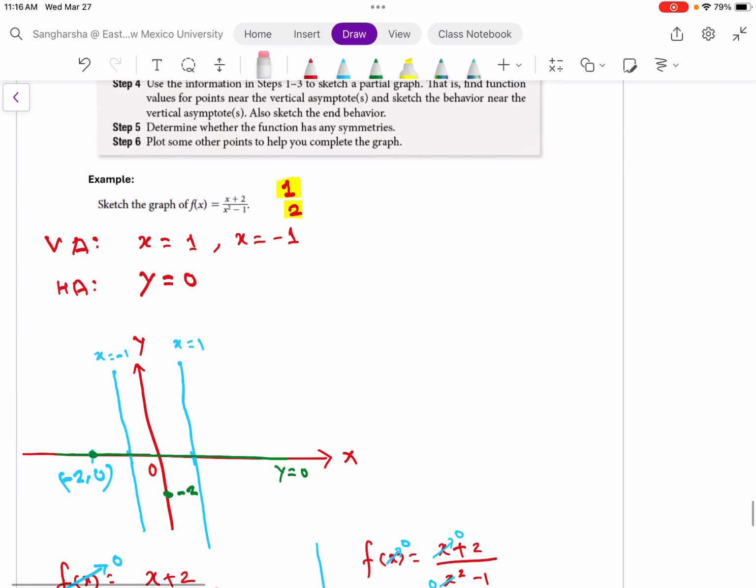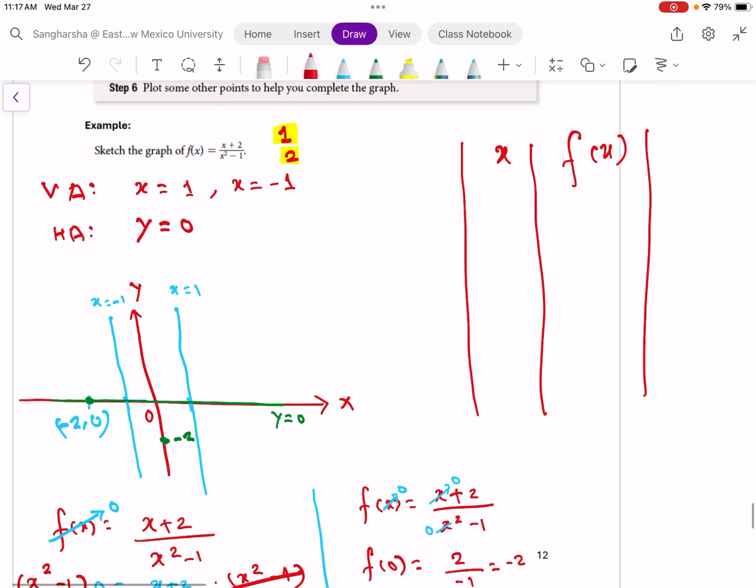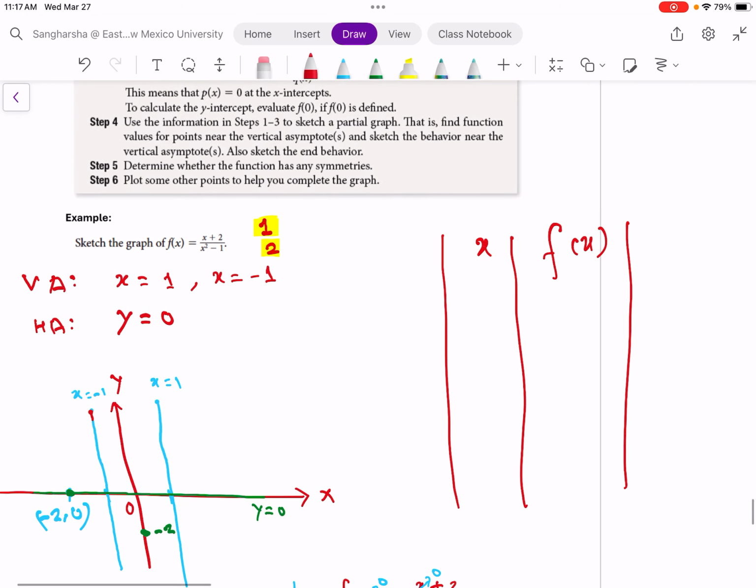Now let's make a table here. x is the input, f of x is the output. Now let's choose an x. We can choose any x other than negative 1 and positive 1. Let's see what happens on the left of this vertical asymptote. So let's choose a number like negative 3. What happens if x equals negative 3? What is our output?